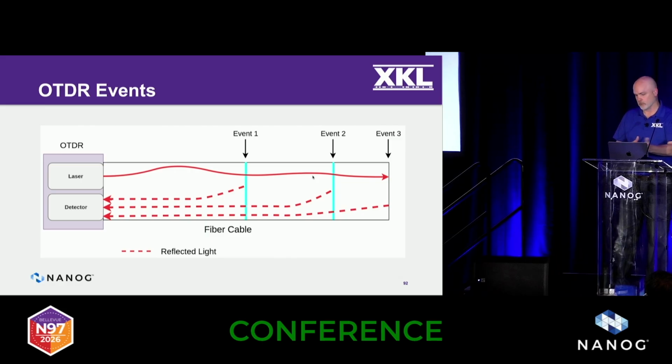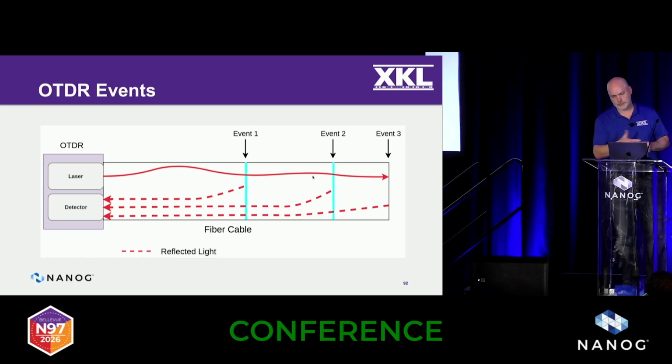So, for example, here, event 1 and event 2, maybe they're poor splices, or it's a patch panel with connectors that's got some kind of misalignment. I don't know, it's something, but the light's still passing through. Event 3, however, is the end, right? That's the end of the glass. That's where the cut is. That's where the break is.